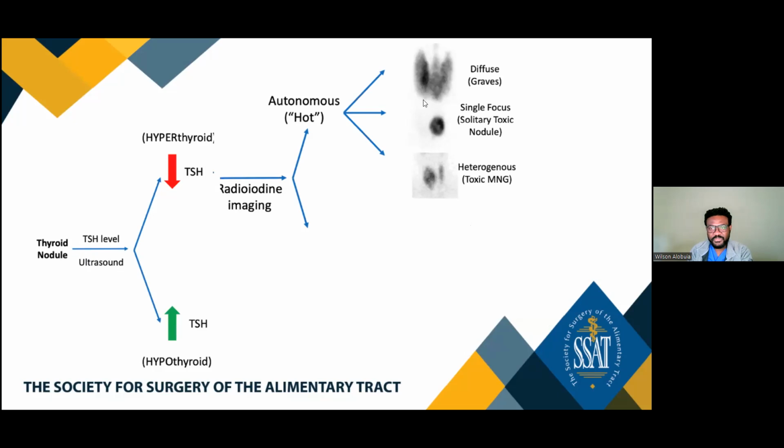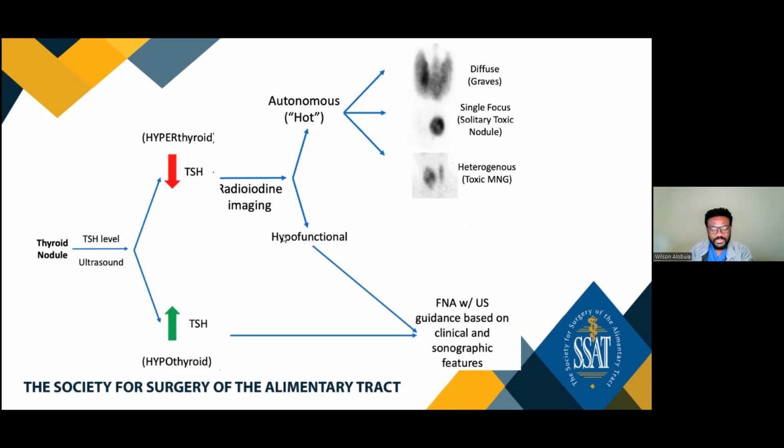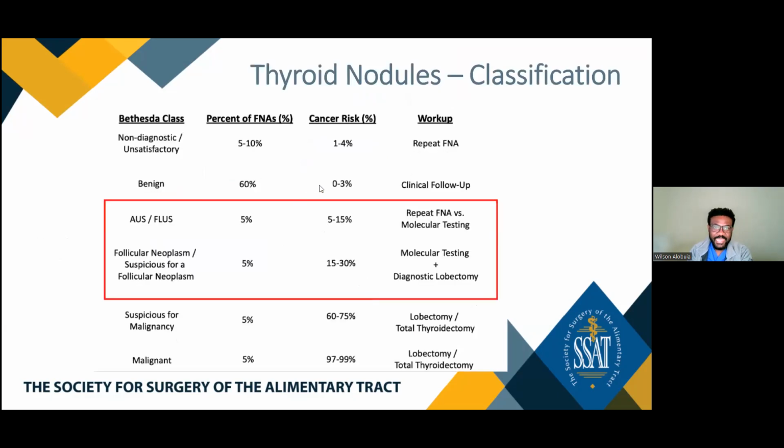So if it's just diffuse, then you're talking about Graves. If it's solitary, you're talking about a solitary toxic nodule. And if it's heterogeneous, then you're talking about a toxic multinodular goiter. And if it's a cold nodule, so that tells you it's not functional, or they're hypothyroid, then you have to get an FNA biopsy. This is the TIRADS.